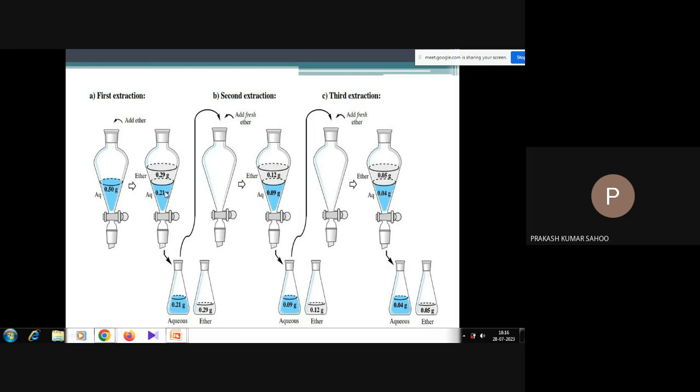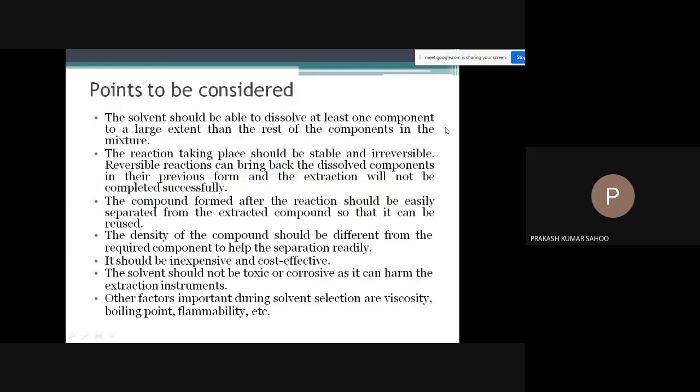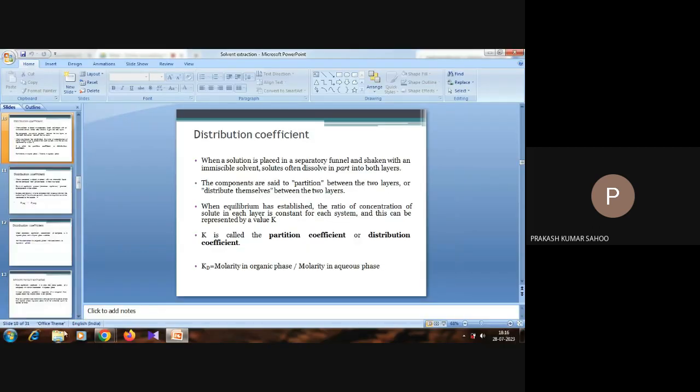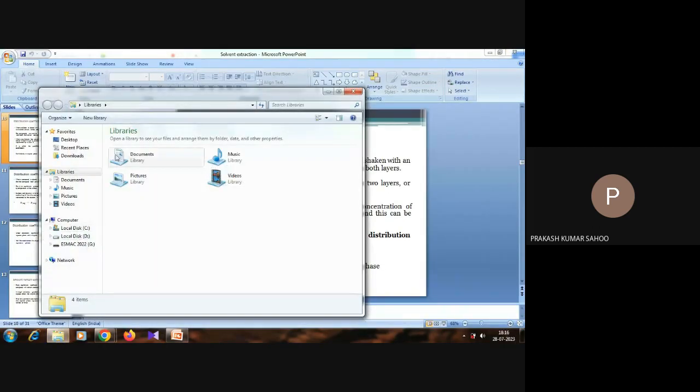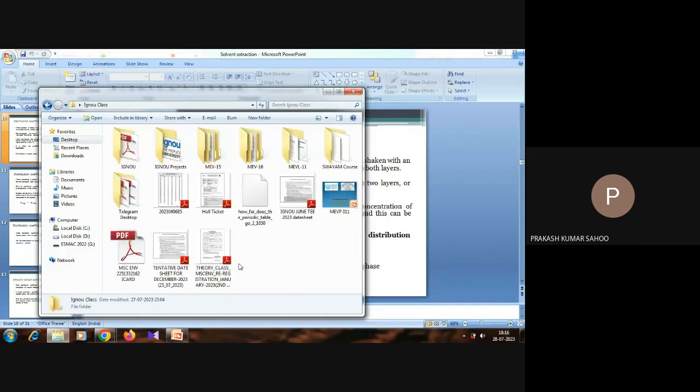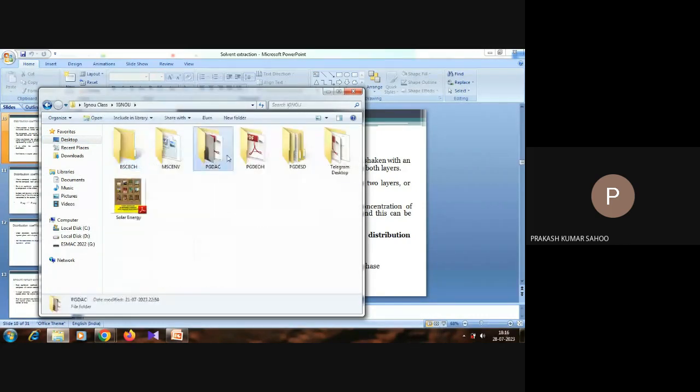So in our distribution law, so what does distribution law say? First, we will go to that PDF. Then we will have that PPT.